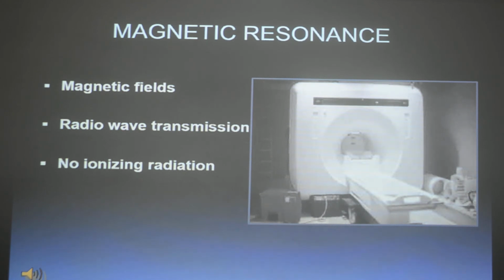Now you switch off this field that you gave. The protons again try to return back to their original alignment. Now remember, these protons that are inside the human body are lying inside different tissues. Some tissues return back slowly, some return back fast. So the returning back emits a signal. This signal is captured and transformed into images by the computer.